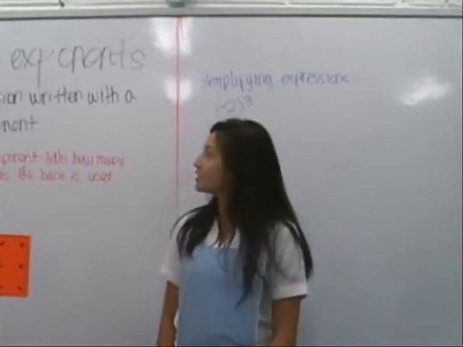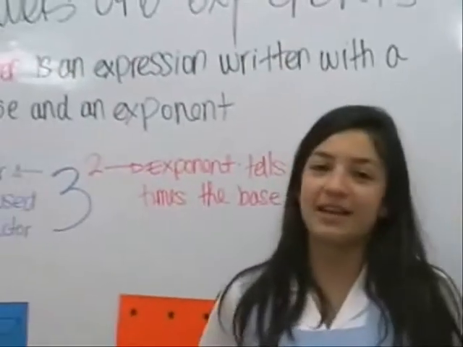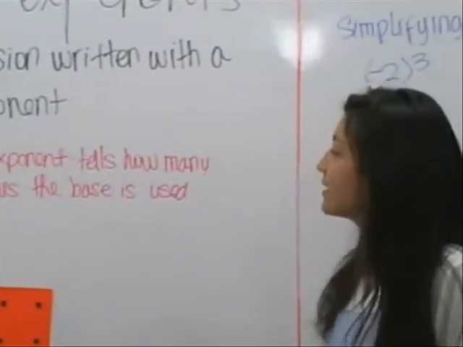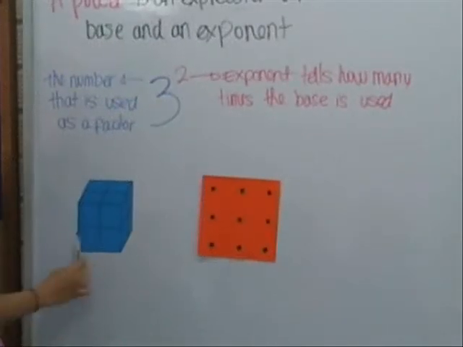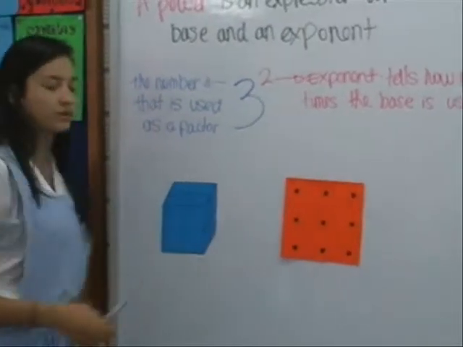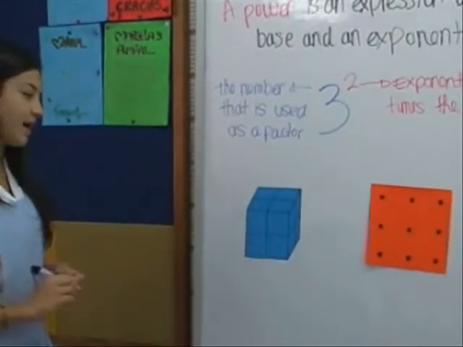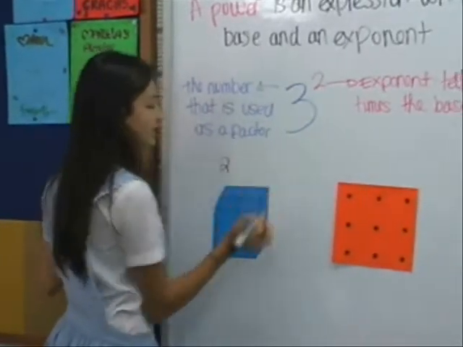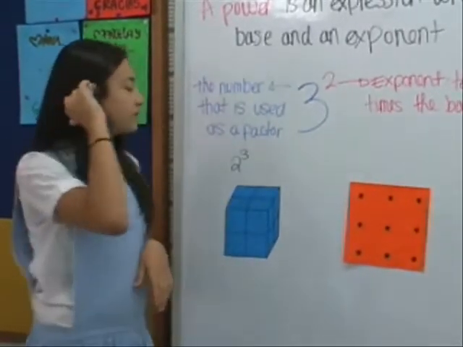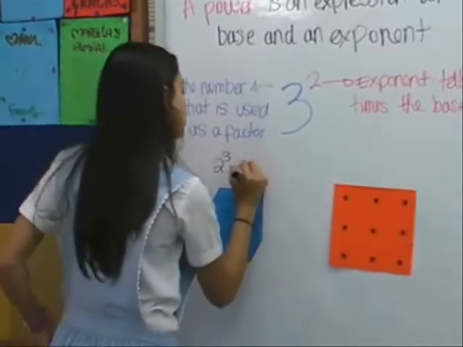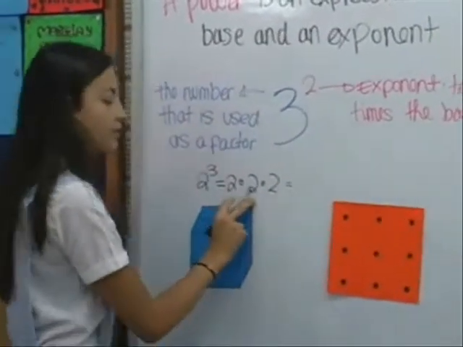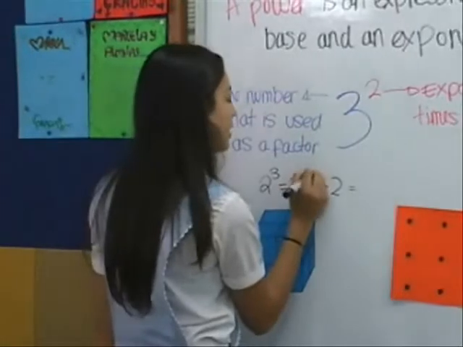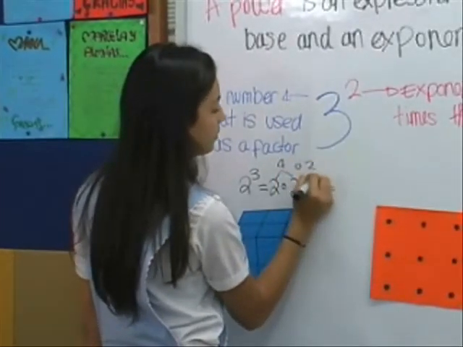A power is an expression written with a base and an exponent. A base is the number that is used as a factor, and the exponent tells how many times the base is used. Here we have this cube that is 2 squares long, 2 squares wide, and 2 squares tall. We use the number 2 3 times. So the base is 2 and the exponent is 3. The result of this is 2 times 2 times 2. First, we find the result of the first 2 terms, that is 4, and 4 times 2 is 8.